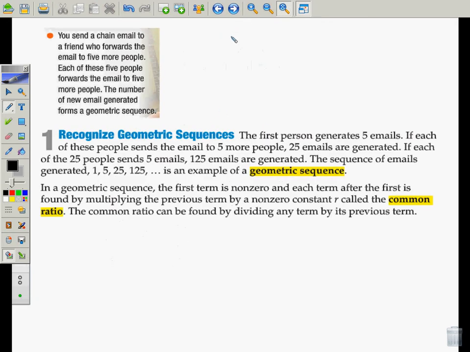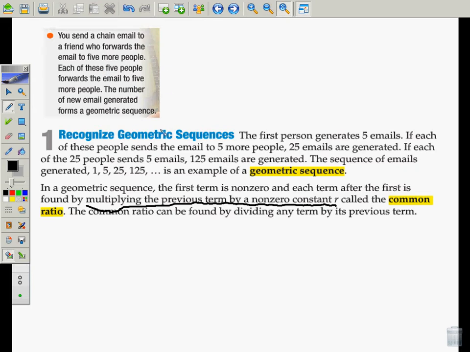Now, a geometric sequence is where you have a term and then you multiply the previous term by a constant number. We had this example where you send a chain email to a friend who forwards it to 5 more people. Each of those 5 people forwards it to 5 more people. I don't know if people still do this, but this used to kind of be a thing.